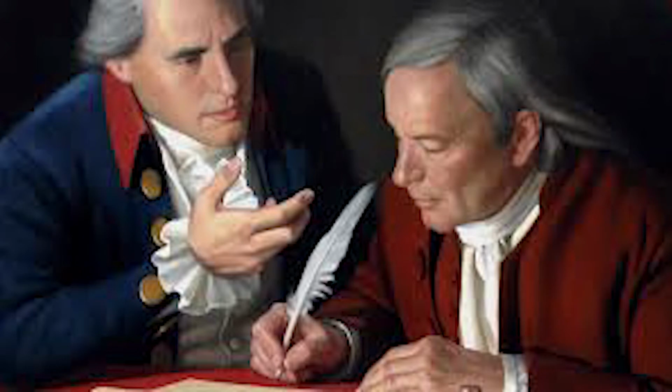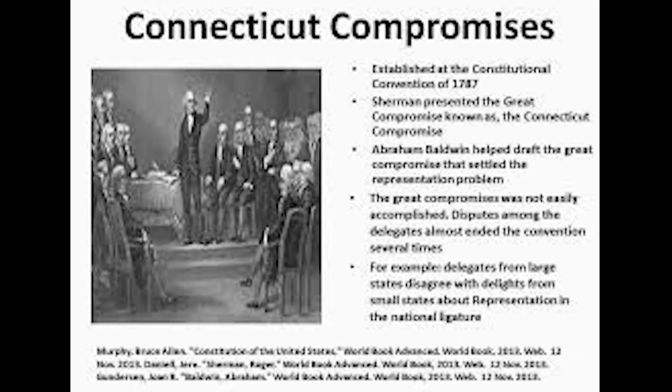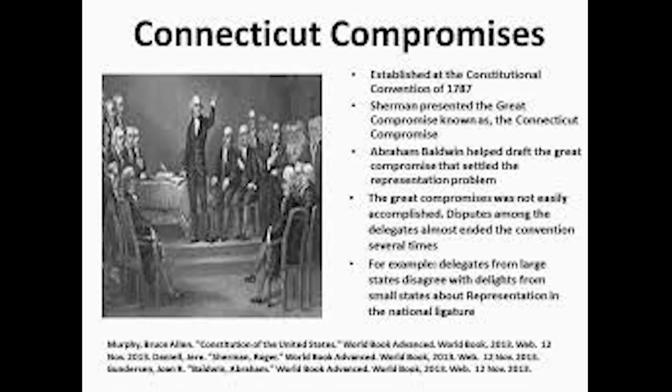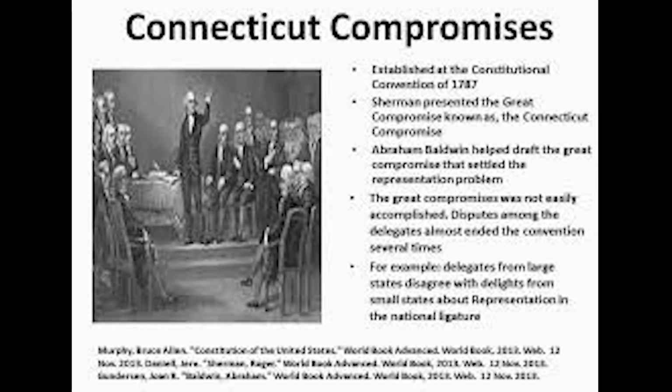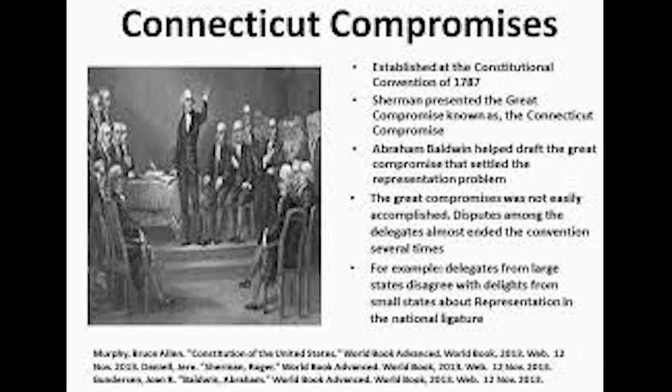In 1787, the Constitutional Convention was called. After much debate, the Connecticut system was agreed upon. It created a Congress of two houses, one of which was based on population and the other gave equal representation to all states. It also established a head of state, which would be the president.